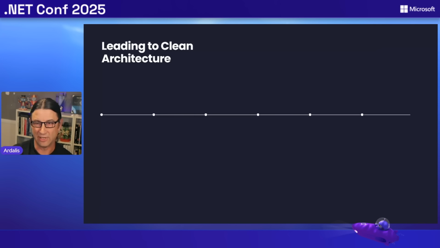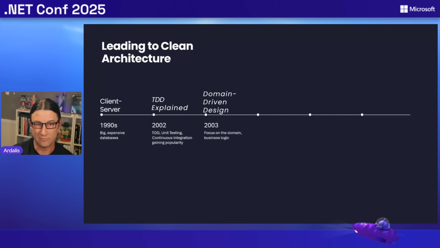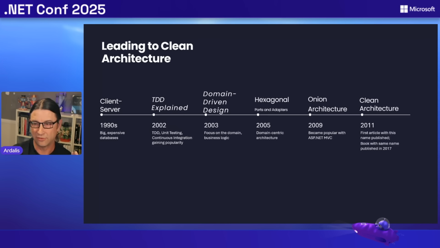All right, so if we look at this timeline that's leading up to clean architecture, we've got client server in the 90s, then we've got testing really starts to take off along with continuous integration and some of the other extreme programming practices that Kent Beck and others were professing. Eric Evans comes out with domain-driven design. We've got hexagonal from Alistair Cockburn. And then a little bit later, we have onion architecture from Jeffrey Palermo, which is kind of geared toward ASP.NET MVC, not ASP.NET Core, but the original ASP.NET MVC. And then in 2011, the first article on clean architecture is written. And in 2017, the book with the same name comes out. And so that's this, kind of 20-year period where this was evolving.